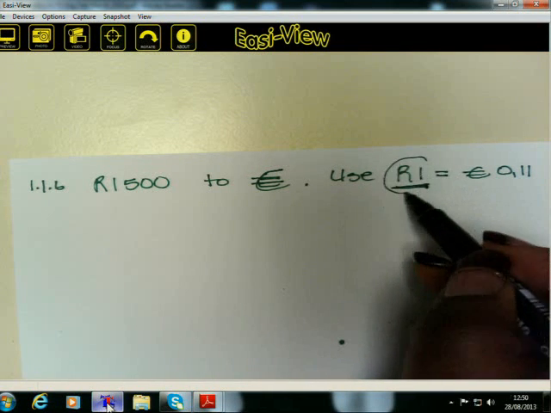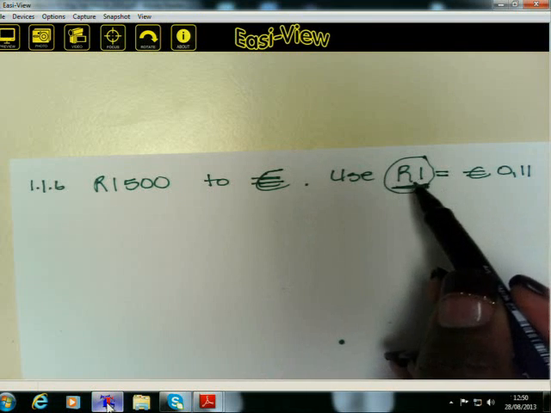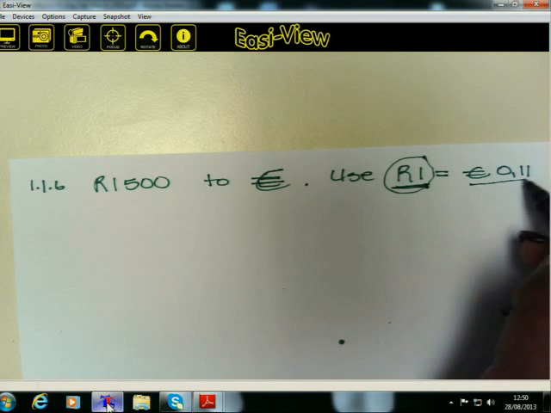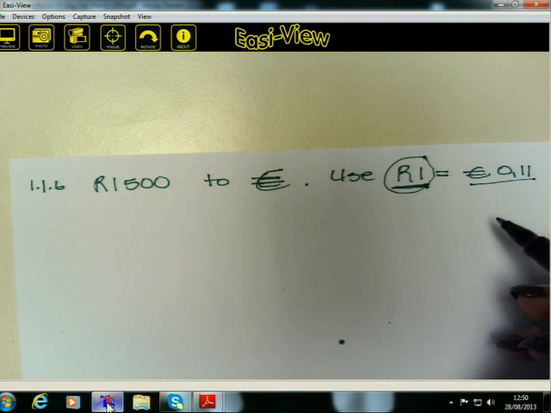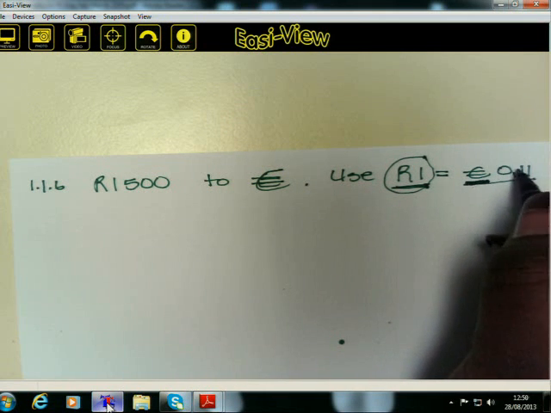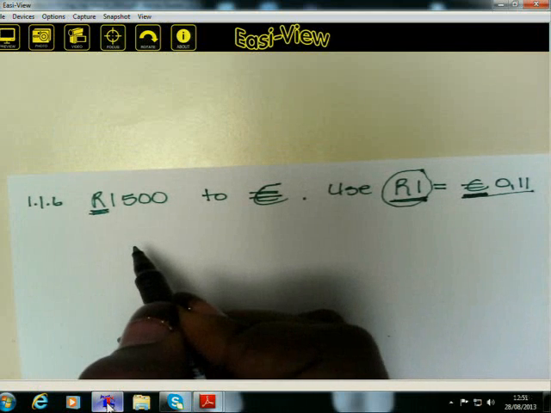So rather, let us not use the 1 rand, because whether we multiply the 1,500 by 1 or divide it by 1, it will still stay the same. So let us use the euro, which is 0.11. Now you look at your units. We have the euros, because this is what we are going to use. We also have the rands for the 1,500 rands.